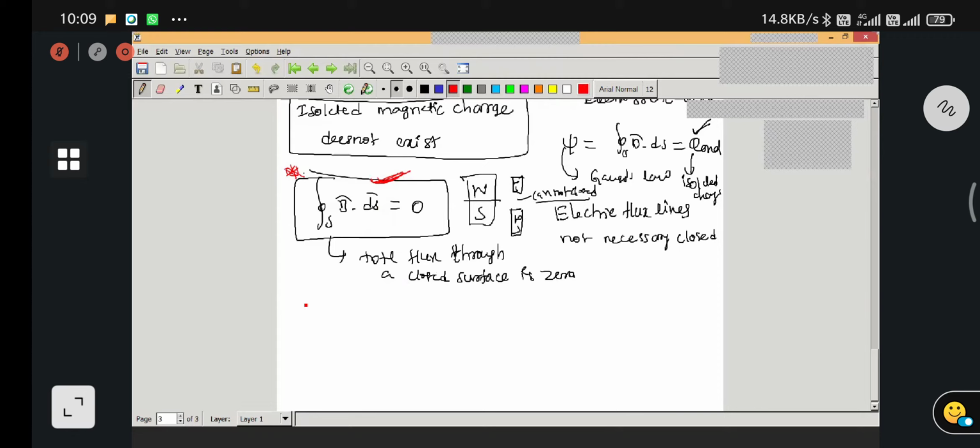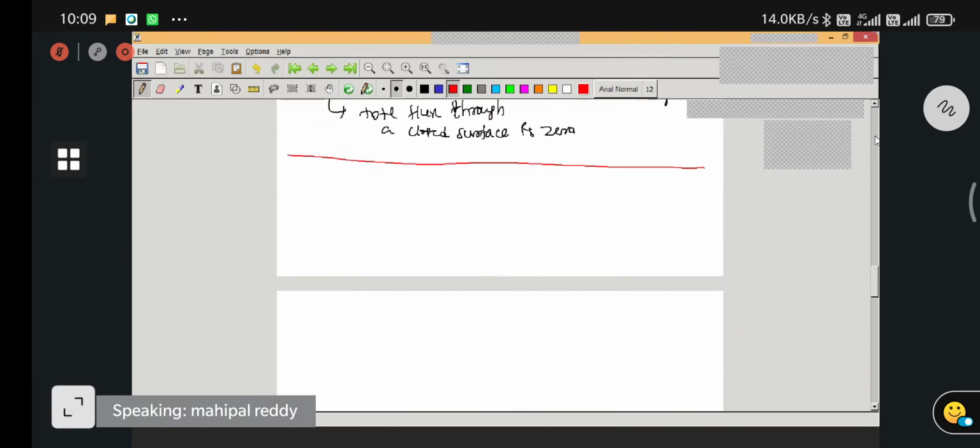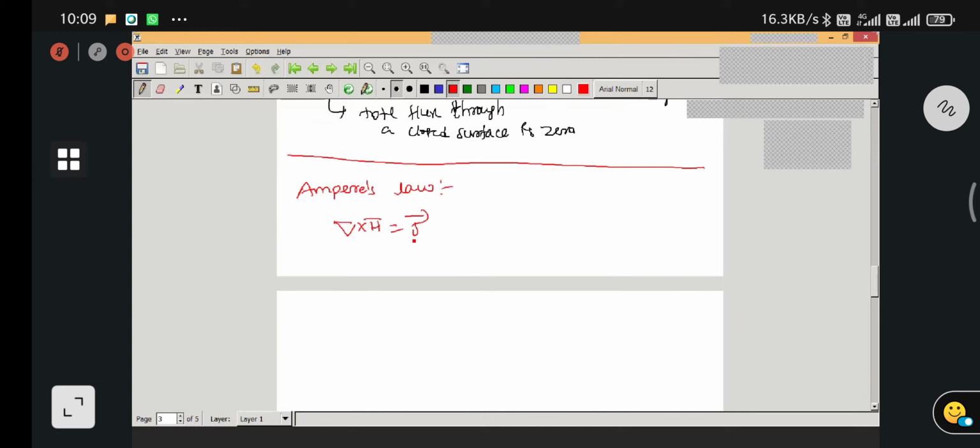We discussed above the electrostatic and magnetostatic fields, electric flux and magnetic flux. Now, Ampere's circuit law. From Ampere's law we derive the third Maxwell equation. What is the third Maxwell equation? Curl of H equal to J. We know that.